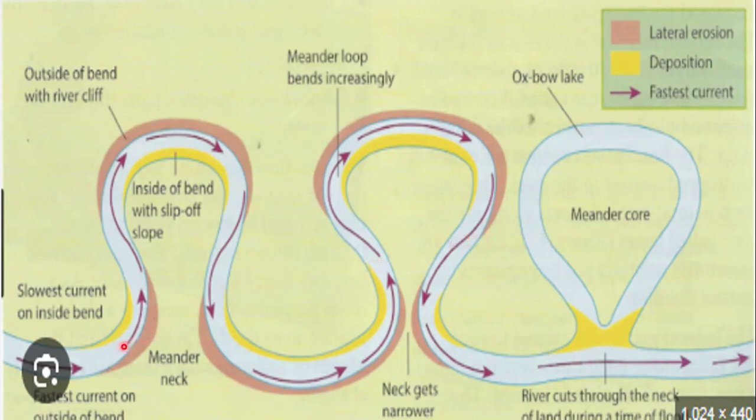Formation of an Oxbow Lake is done by both erosion as well as deposition. Oxbow Lake formation starts with the formation of a meander. We know what a meander is. A meander is a turn or a bend or a loop that is formed by the river as it flows along the irregularities of the slope.